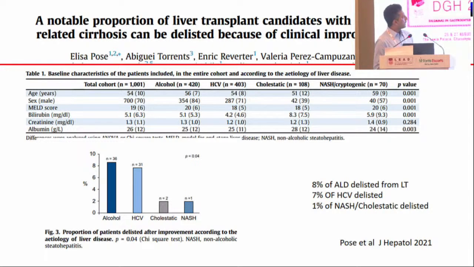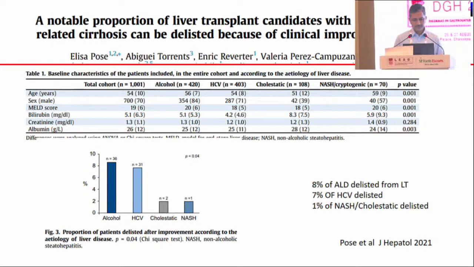This is again a big number, 1001. About 420 were alcoholic, about 403 were HCV. The cholestatic group is 101, and cryptogenic or NASH-related is 70. If we see the chart, about 8% of the alcoholic patients, if they abstain from alcohol, can be delisted from the liver transplant. About 7% after successful treatment of hepatitis C can be delisted, but only 1% of NASH-related or cholestatic, in which we do not have a complete or good treatment, can be delisted. So these patients, about 8 to 7%, can be delisted, and we say that probably they have recompensated from the cirrhosis.